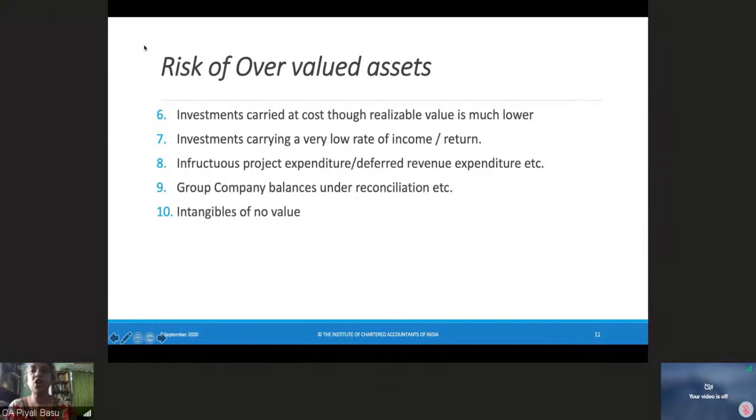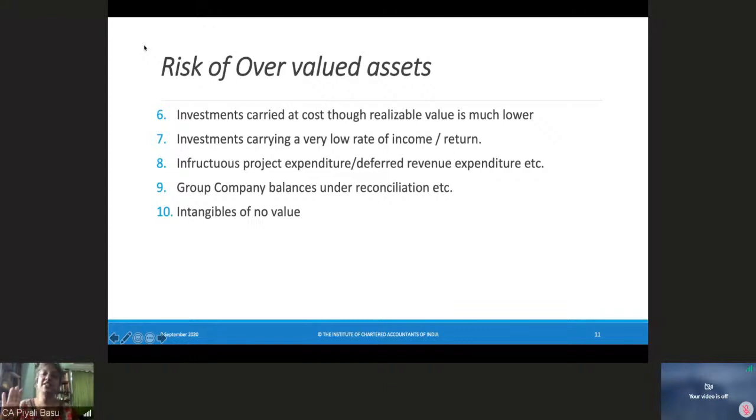Investment carried at cost, though realizable value is much lower. Investment carrying a very low rate of income and return. No point keeping idle cash. Idle cash you are keeping unnecessarily. Infructuous project expenditure, which is unviable, but you continue to keep spending on that project which is not going to come up. And deferred revenue expenditure, that has to be written off over a period of time.